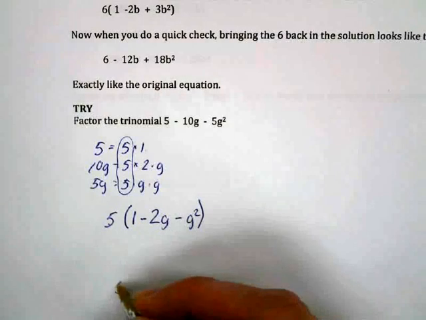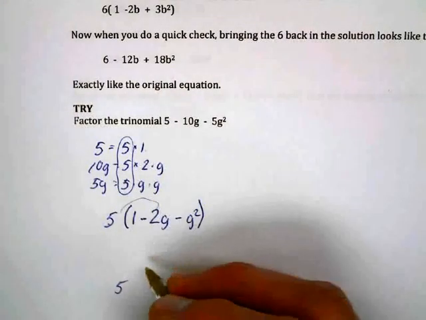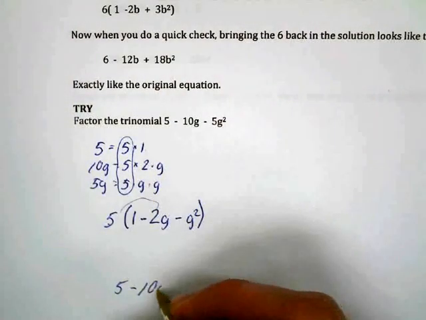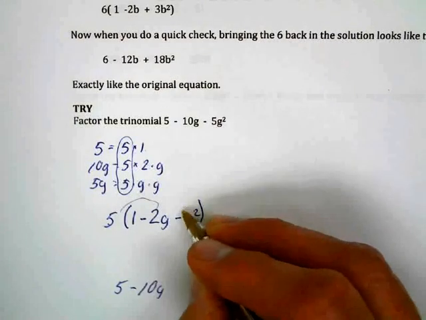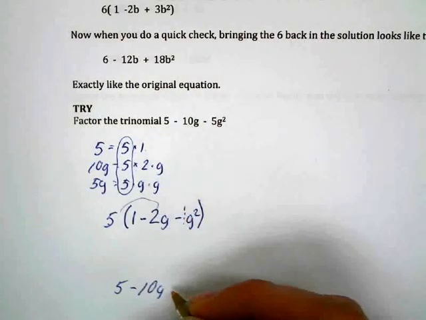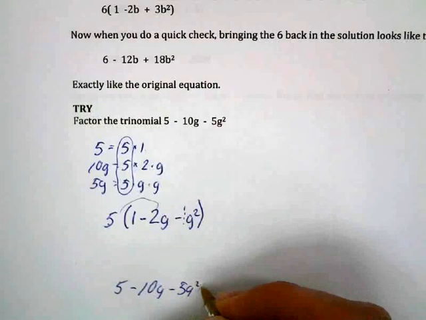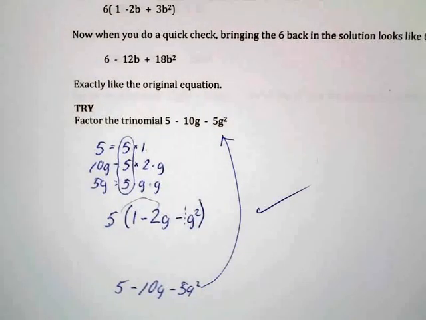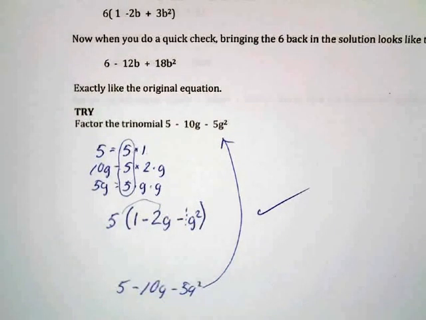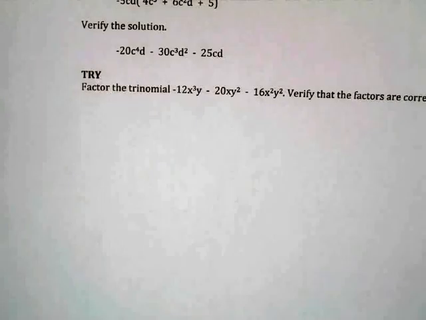Check it. 5 times 1 is 5. 5 times negative 2g is negative 10g. And 5 times g squared, it'll be negative 5g squared. Same, so it's correct. So it's a quick check to find out if I did everything right.